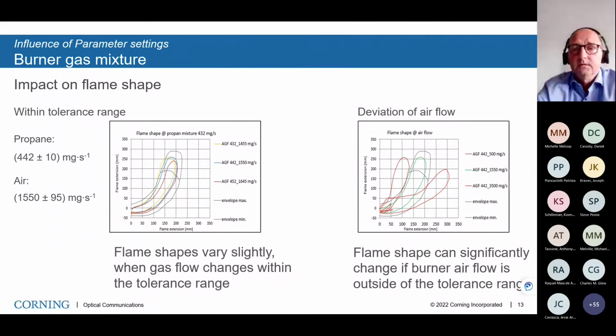It is obvious that the flame shape can change significantly if burner airflow is outside the tolerance range, as shown in the plot on the right in the red line, which also could result in a flame shape out of the accepted envelope. It seems plausible that a deviation in the gas supply can influence the flame shape.